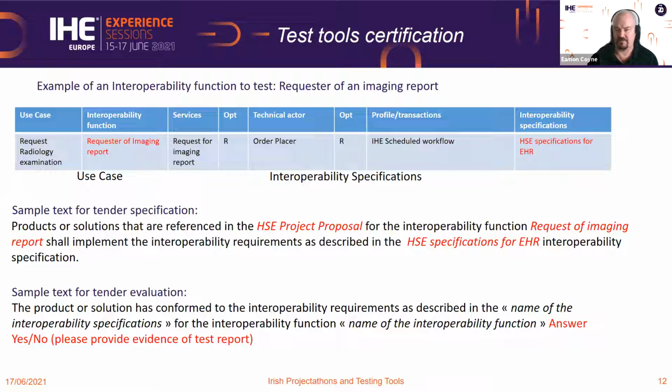So in the tendering specification, you can say the products or solutions that are referenced in this particular proposal for a particular system, in order to achieve the interoperability function, requesting of an image, shall implement interoperability requirements as described in the HSE specifications. And then the sample text for the tender evaluation: the product or solution conforms to the interoperability requirements as described in these specifications for this interoperability function. And they can say yes, and as I mentioned earlier in the swim lane diagram, include a yes or no answer.